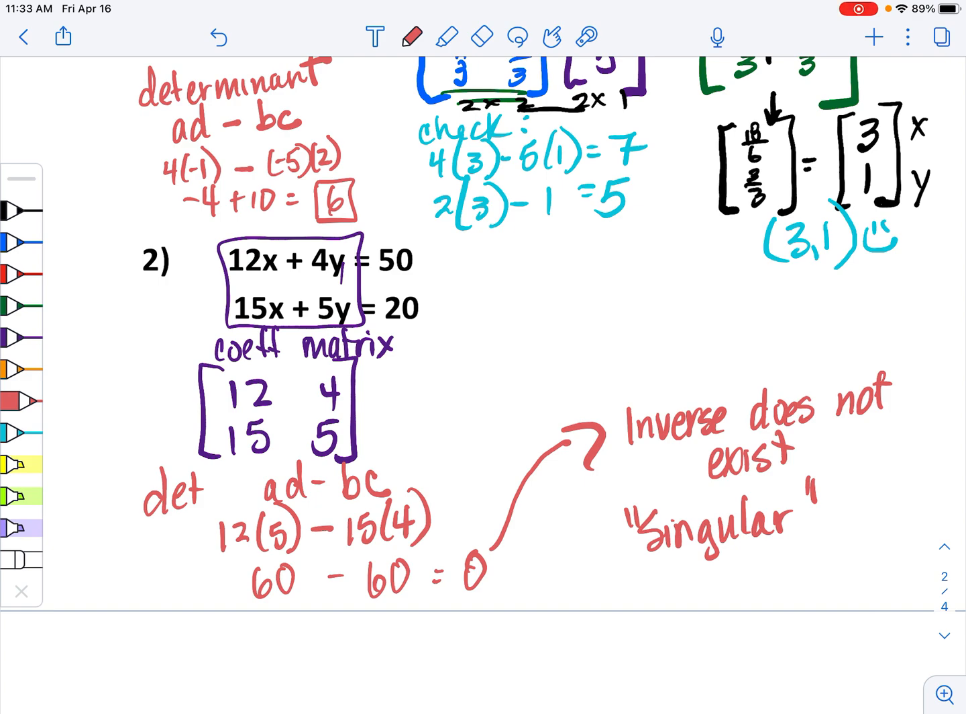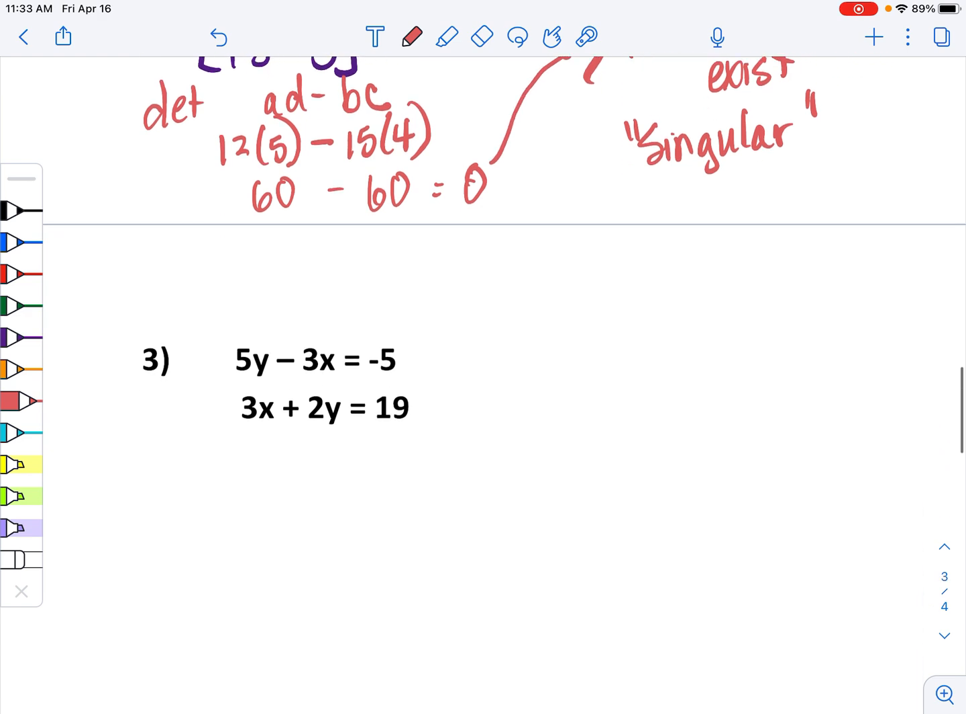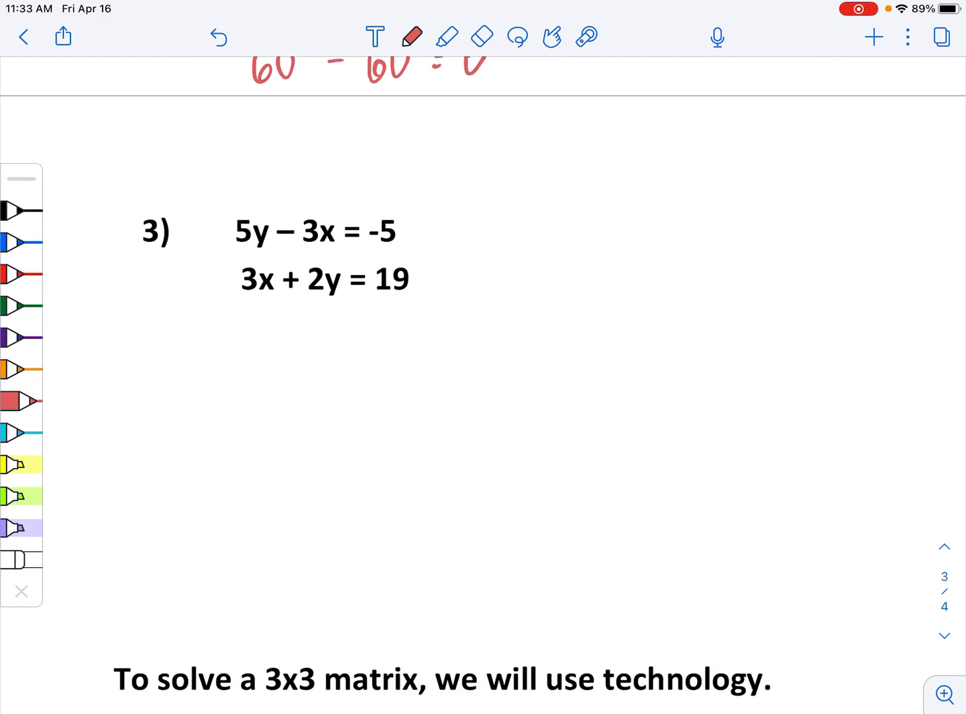Okay, so let's go to number 3. And notice on this one, I've got y over x and x over y. I don't want that. I want to make sure that my x's are lined up and my y's are lined up. So I'm going to make this minus 3x, because the minus goes with the 3x, and then plus 5y. Just so that I've got everything lined up correctly.